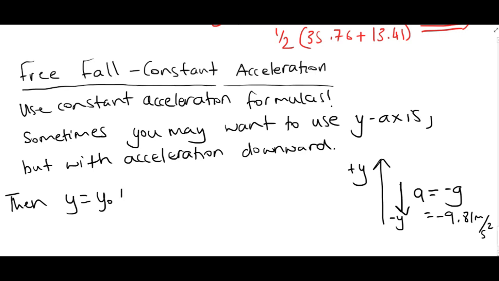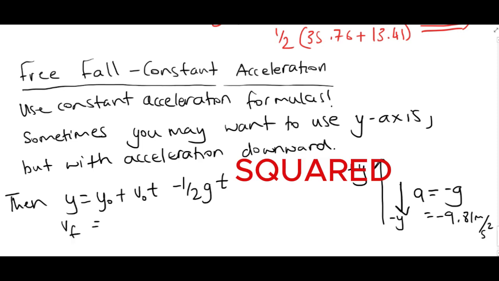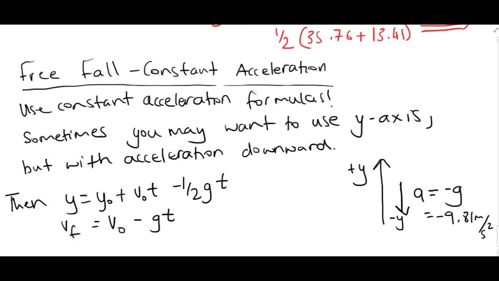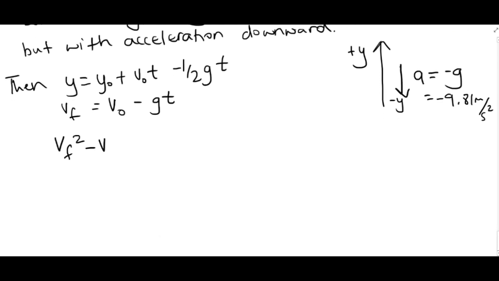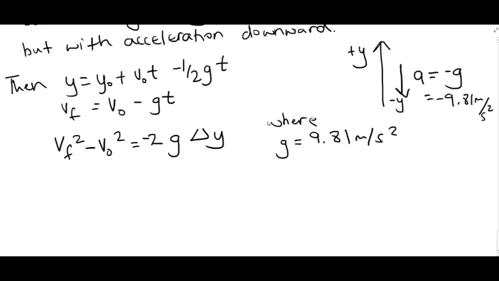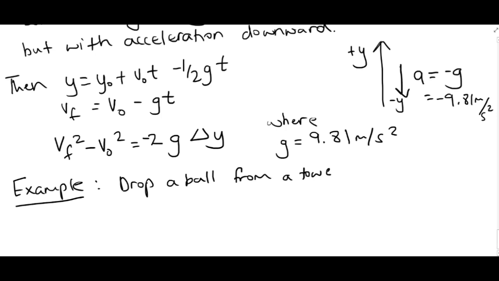This means that if we are converting to y, we can write the new equations of motion as y equals y naught plus v naught t minus half gt squared. Vf is equal to v naught minus gt. Vf squared minus v naught squared is equal to negative 2g delta y, where g is equal to positive 9.81 meters per second squared. So just take note that the negative is already taken into account in these equations, so therefore we can just use the positive value for g.